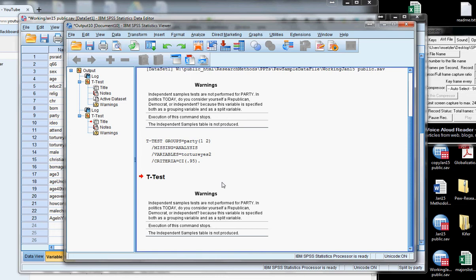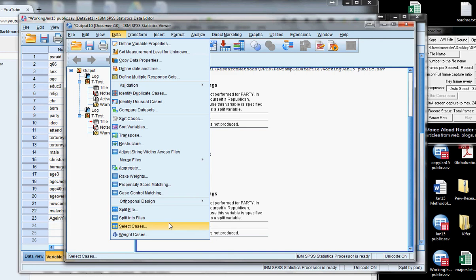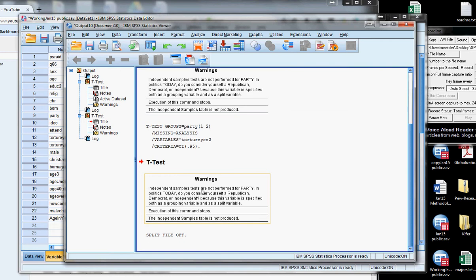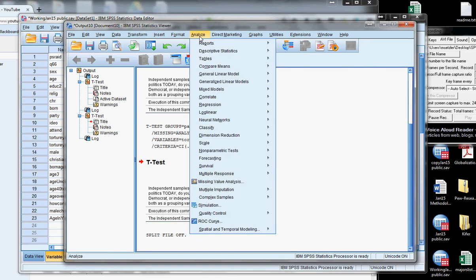In the previous video that I just did, I split the data set by party, and as a consequence this didn't run. But hey, let's fix it. Let's go back to the split file, take off compare groups, and analyze everybody. And folks, I'm really sorry for that detour. That wouldn't happen to you. It only happened because I previously split the data file by party, and thus it was not able to compare Democrats and Republicans.